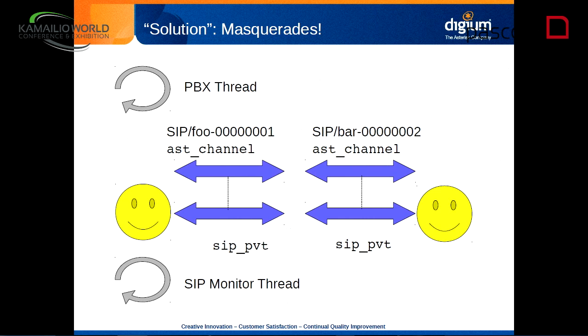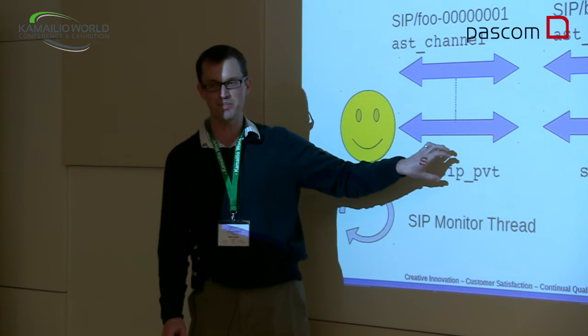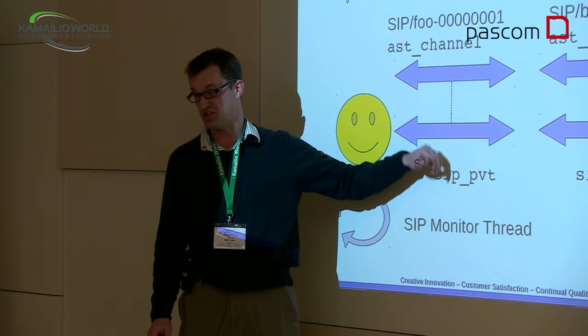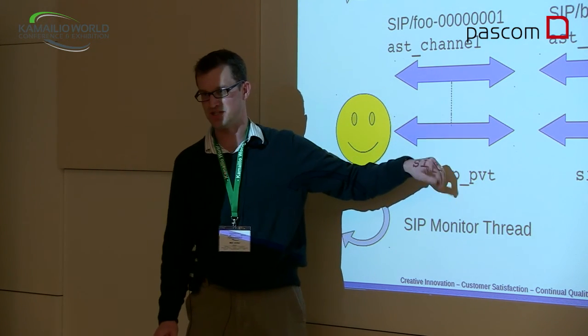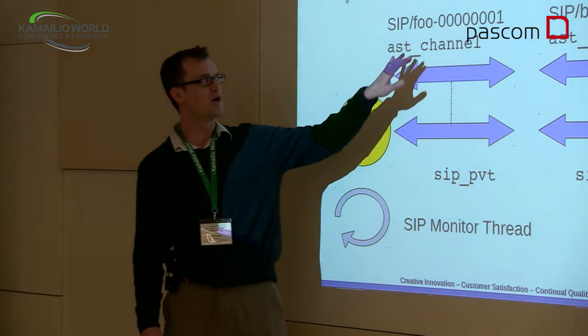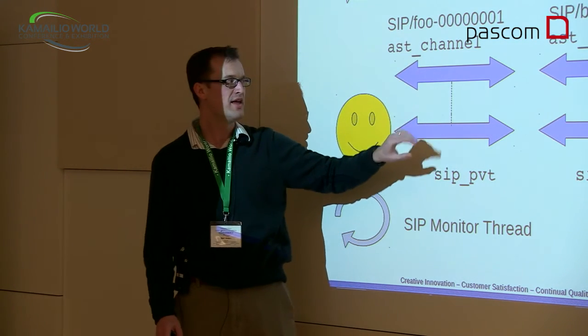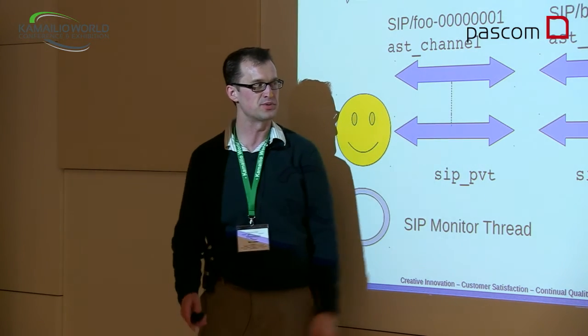All right, so I've got a PBX thread and I've got my SIP monitor thread, and my PBX thread is servicing both of these channels. And this channel really comes in two parts. There's the SIP PVT, which is the private data structure that's maintaining all of the SIP information, and that actually is doing all the interesting bits of sending SIP messages out to your client, along with the AST channel, which is the part that Asterisk knows about in the core. And there's a little pointer that sort of keeps these things related.